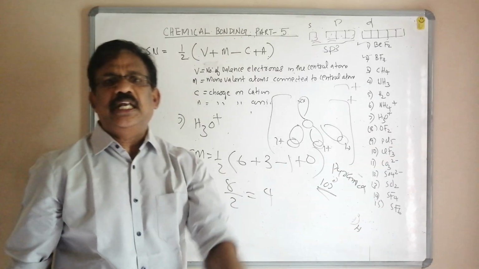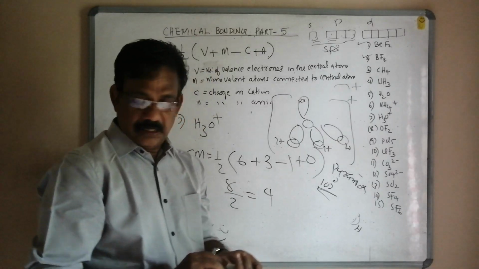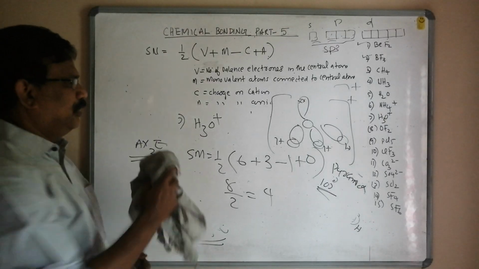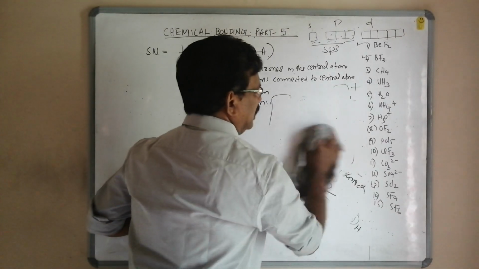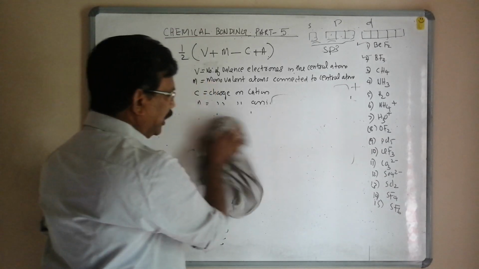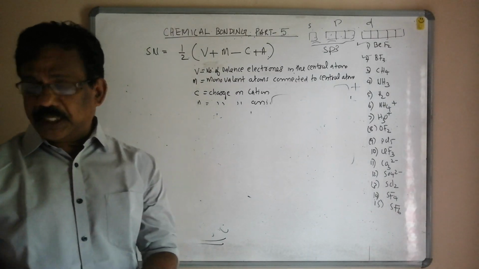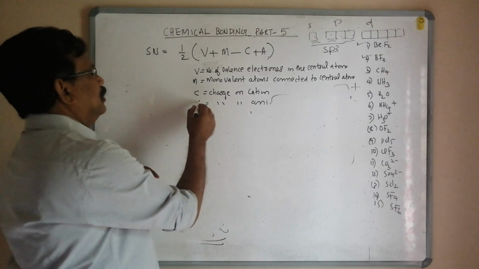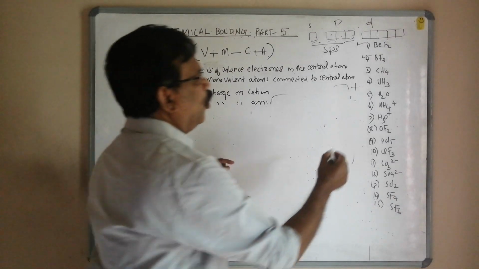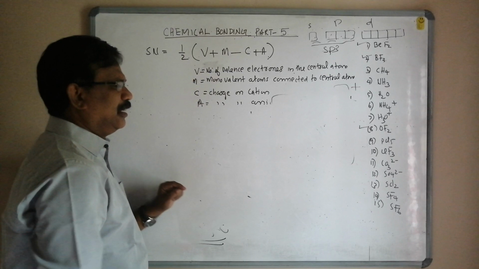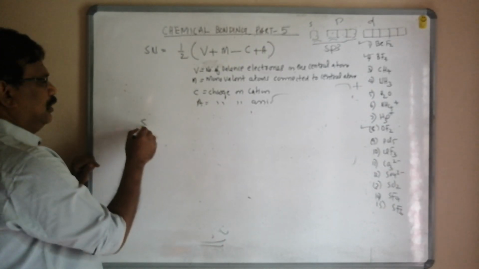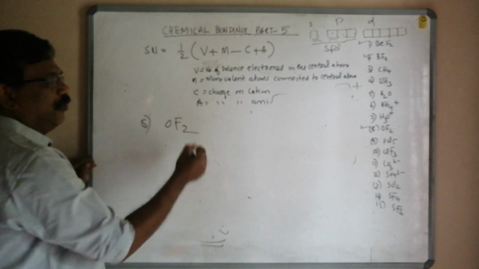Expected bond angle 109 degree 28 minutes, and this is about hydronium ion H3O plus. So we can determine the number of hybrid orbitals around oxygen. Its number is equal to hybridization. So next, OF2, oxygen difluoride. Oxygen difluoride, 8th molecule.